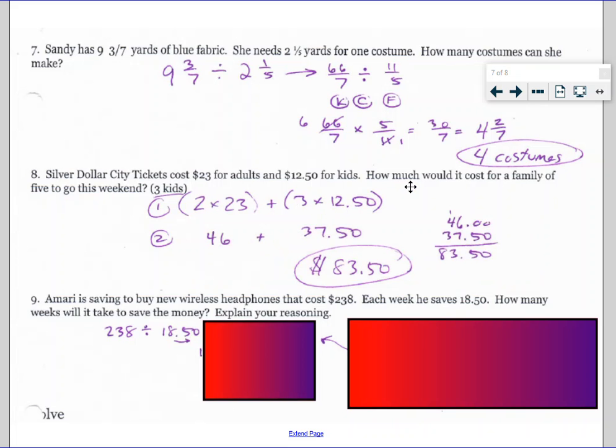$83.50. Number 9, Amari is saving to buy new wireless headphones that cost a lot of money. Each week he saves $18.50. How many weeks will it take to save the money? Now you could do this a few different ways. You could add up $18.50 over and over again until you finally get there. You could do division. You could do some multiplication to speed up the addition process. But you really want to do, like I just did, division here.